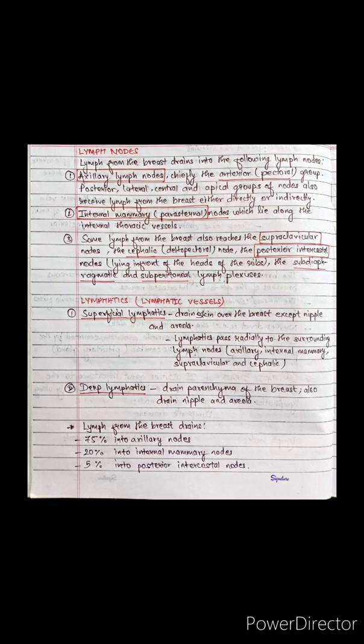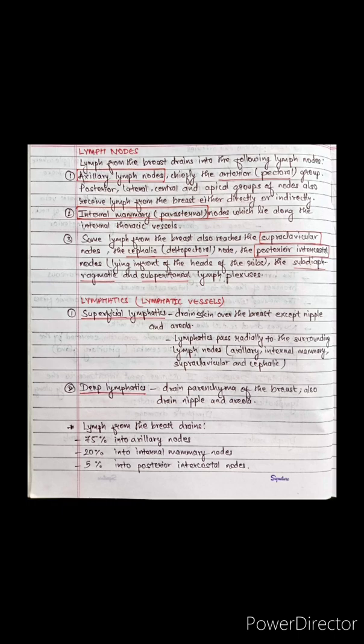Now let us talk about lymphatic vessels. So number 1, superficial lymphatics, which drain skin over the breast except nipple and areola. Lymphatics pass radially to the surrounding lymph nodes such as axillary, internal mammary and supraclavicular and cephalic nodes. Now deep lymphatics drain parenchyma of the breast, also nipple and areola.